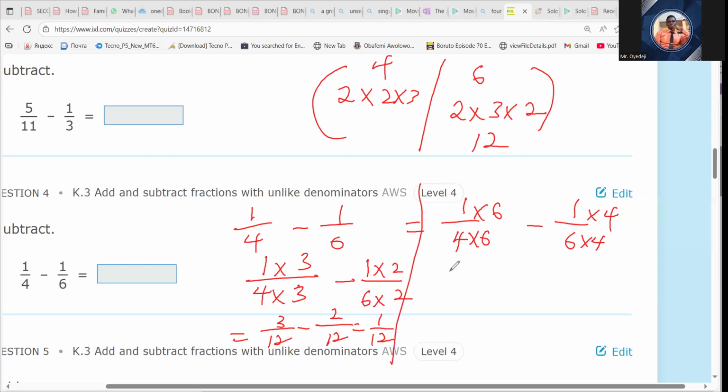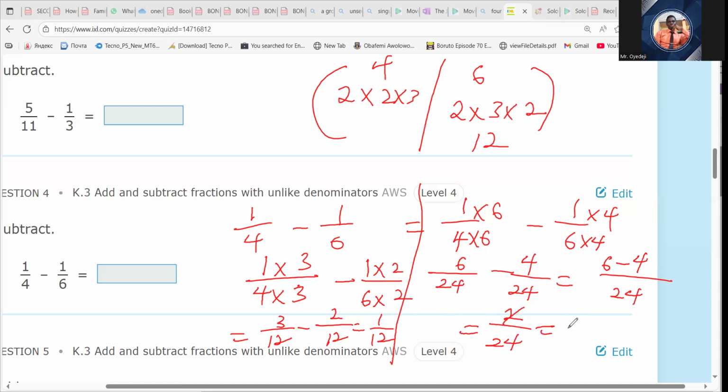So let's compare with this one. We'd have 6 over 24 minus 4 over 24, which equals 6 minus 4 over 24. That gives us 2 over 24, which is an equivalent fraction of 1 over 12. Let me show you what I mean. 2 in 2 is 1, 2 in 24 is 12. It's still the same thing.